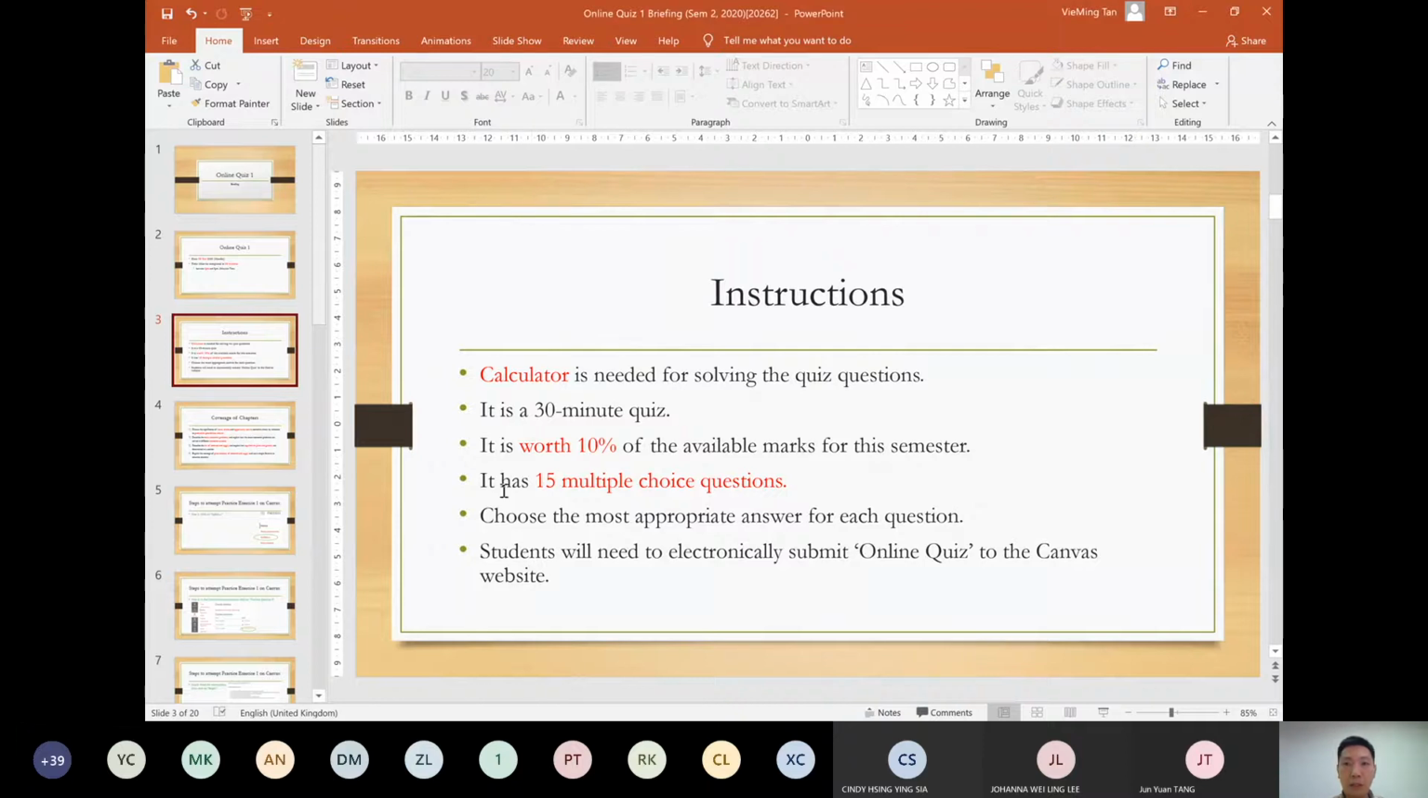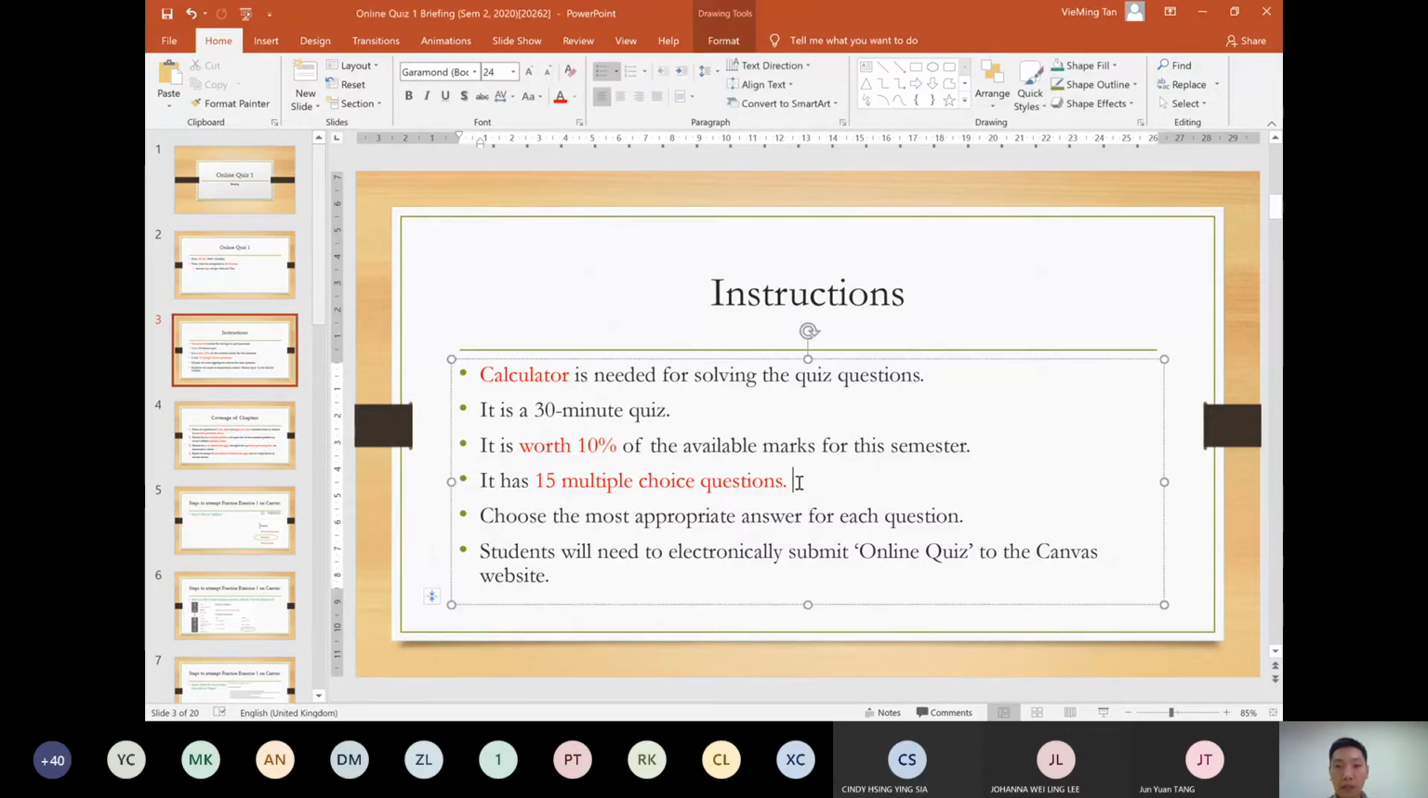Okay. And this quiz is worth 10% of the overall marks of this semester. So what do you mean by 10%? In fact, the total number of questions consists of 15 multiple choice questions only. Each question consists of 4 options only, A, B, C, D. You just need to tick the answer that you feel is most accurate. Let's say your score is 12 marks.